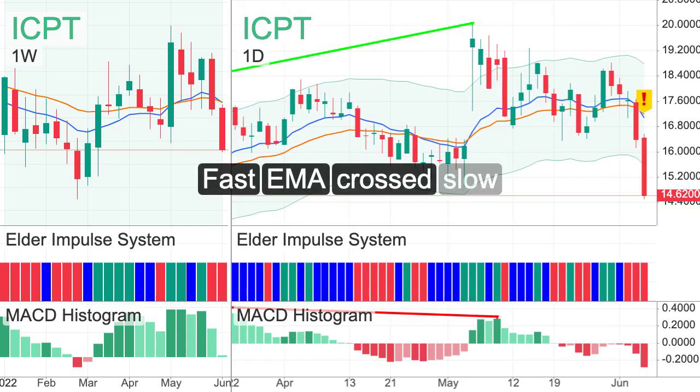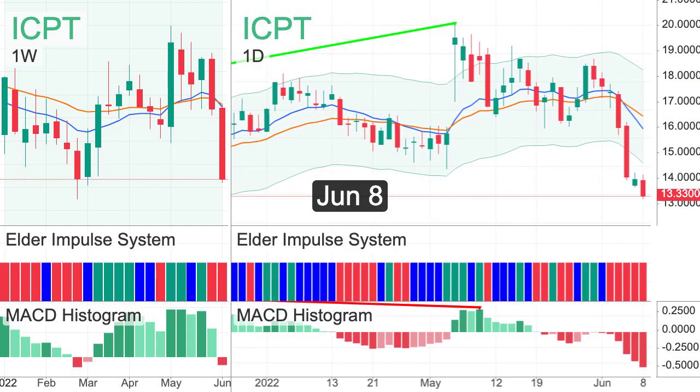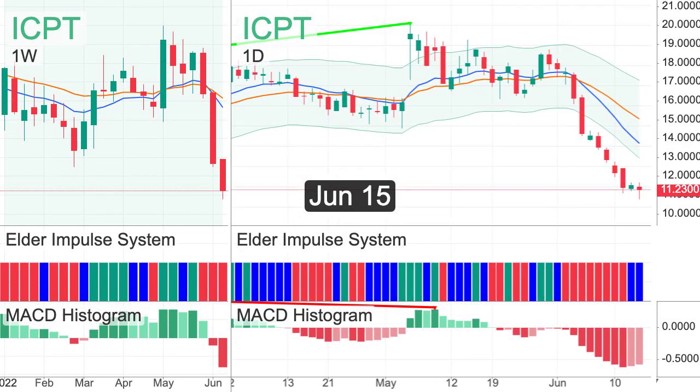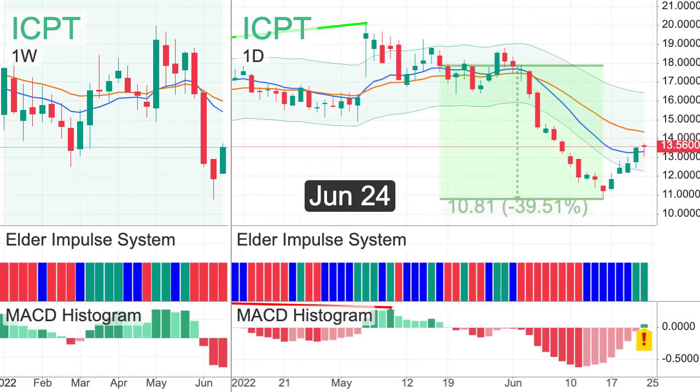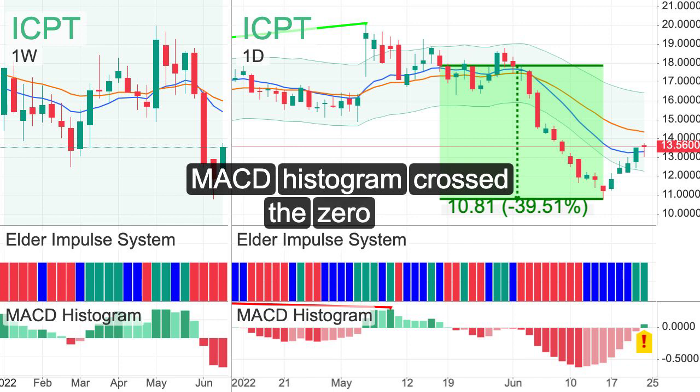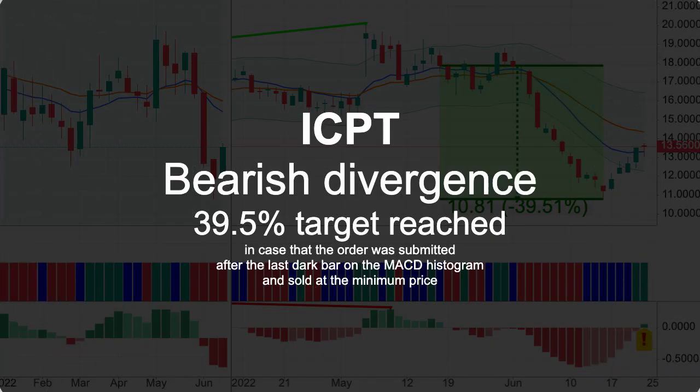Fast EMA crossed slow EMA. MACD histogram crossed the zero line. 39.5% target reached.